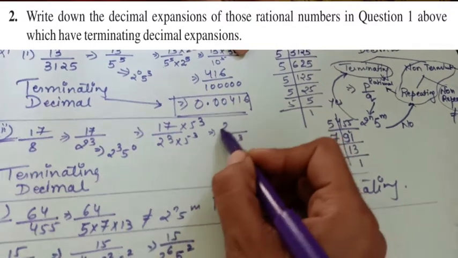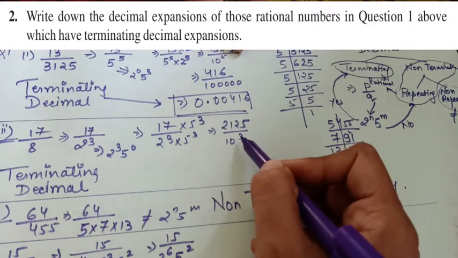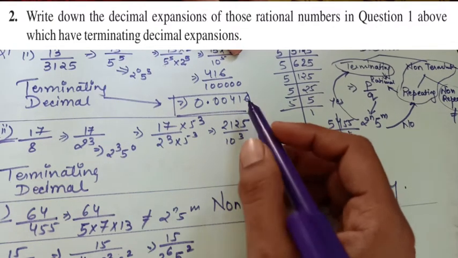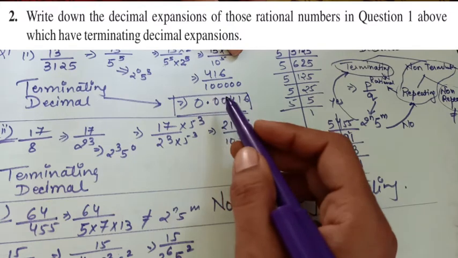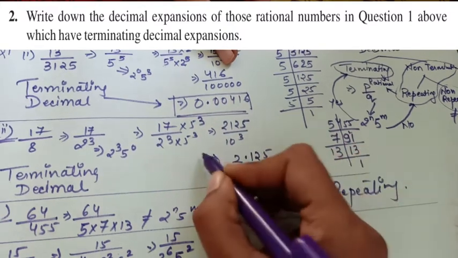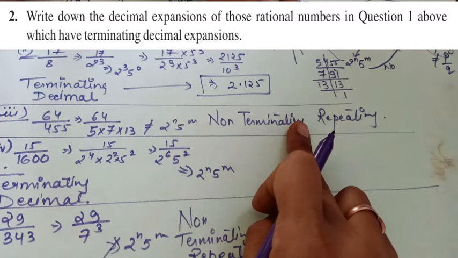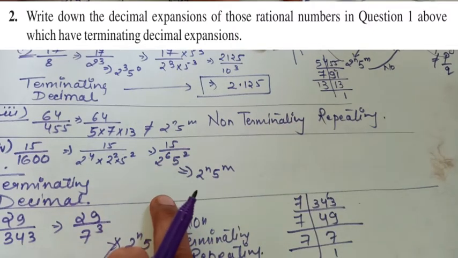gives 2125. And this is over 10 to the power 3, which means we'll put the decimal 3 digits from the back. So this will be written as 2.125. This is the decimal expansion of this terminating one. The next one is again non-terminating, so we'll move to the next terminating decimal.